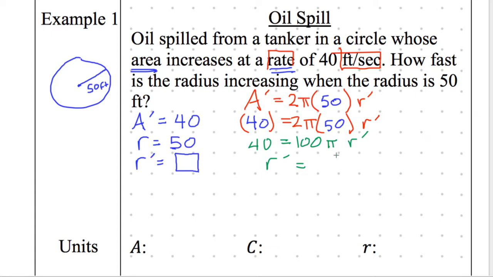something with pi in it. I agree. Simplify the fraction. It becomes 2 over 5 pi. Box our final answer. Done. There it is, 2 over 5 pi.